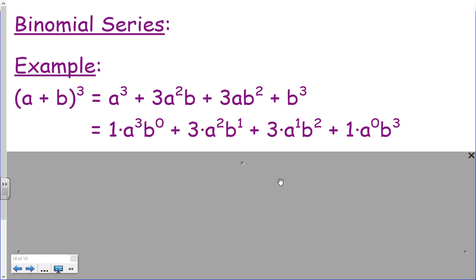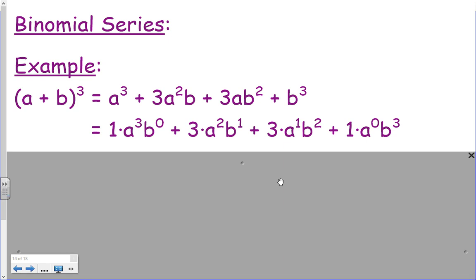The second term is 3a squared times b to the first. Now, that's basically the same thing we have above, but we're actually writing the exponent there with a b. The third term is 3 times a to the first power times b squared. And then finally, 1 times a to the 0, b to the third is the same as b cubed. So now I have each one of these written with a coefficient, with the first term raised to some power and the second term raised to some power. I've got everything written down there in that second form.